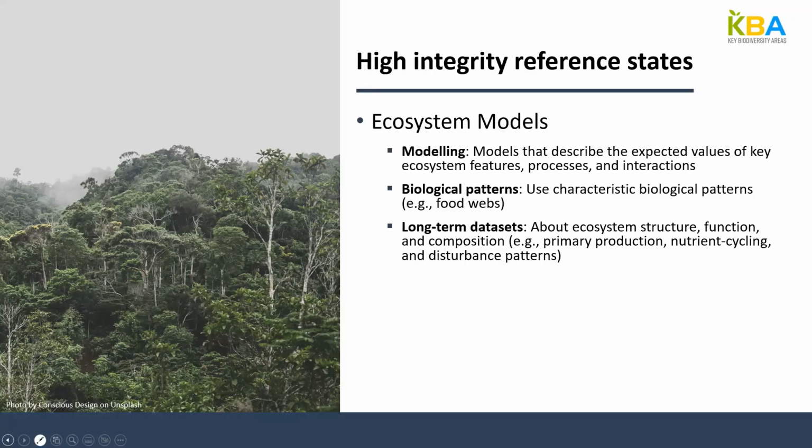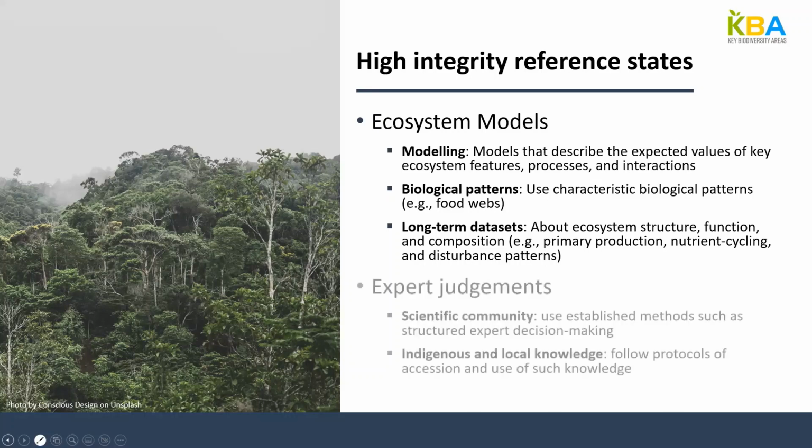If there isn't sufficient information in published papers, or there isn't sufficient data that you could use, you can also turn to expert judgments. And expert judgments could be in the form of members of the scientific community and or indigenous and local communities and their knowledge about the site. And you can do this specifically to fill in the gaps in knowledge.